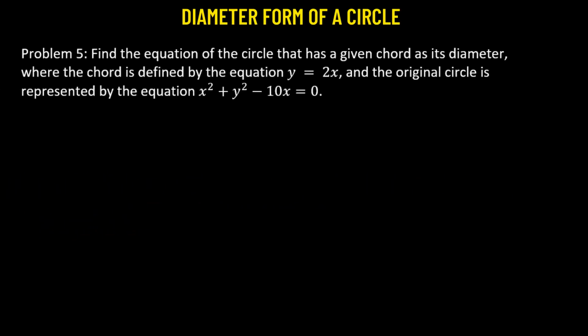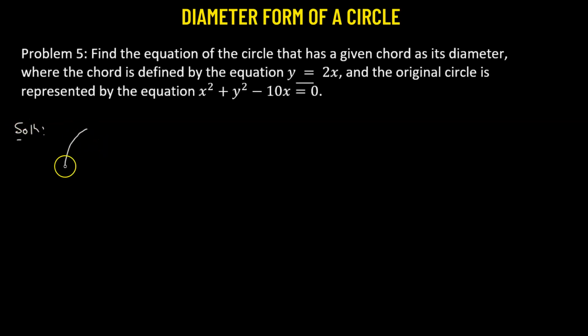Problem number 5. We need to find the equation of a circle which has a given chord as its diameter. The equation of the chord is given to us, that's y equals 2x, and the equation of the circle to which this is the chord is also provided to us. Meaning, let's try to understand it graphically first.